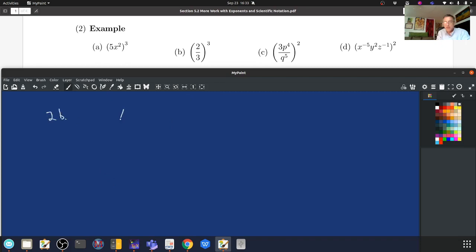So here we're going to use the power of a quotient rule, 2/3 cubed. Well, we just apply the exponent to the numerator and to the denominator. And we can simplify that. 2 times 2 times 2 is 8. 3 times 3 times 3 is 27.